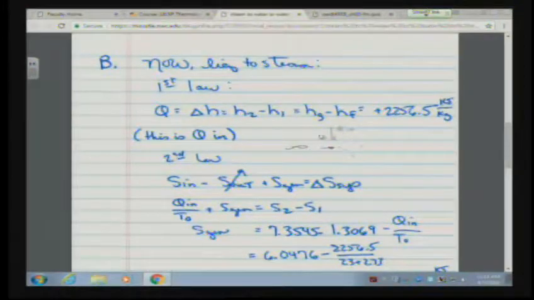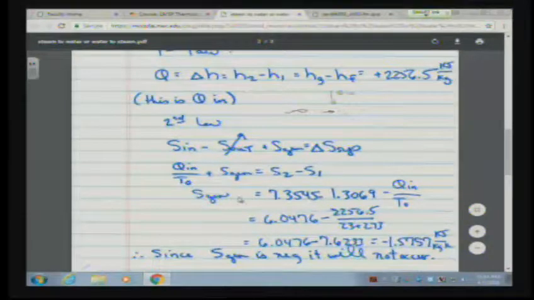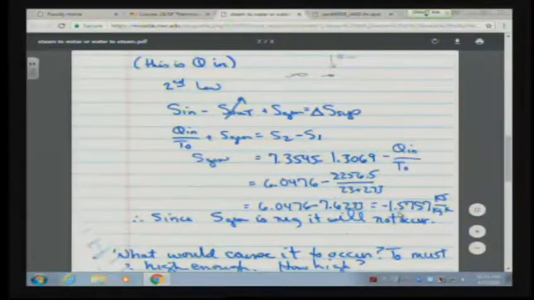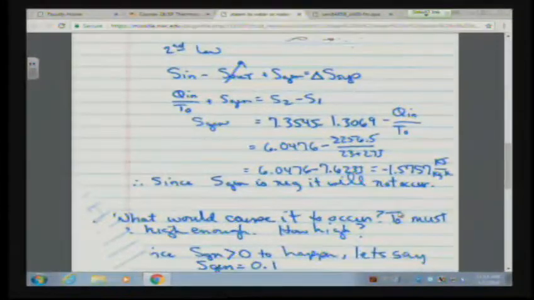That means Q has to go in to make this work, right? The first law doesn't tell me if Q will go in or not, but we know that it will. So here we have S in is positive. S out is nothing because Q goes in. That means when we bring S in, which is positive on the right-hand side, it becomes negative on the left-hand side, and we solve for S generated, which turns out in this case to be a negative number. Negative S generated means no bueno, it does not happen. Okay? So do you see how that works?